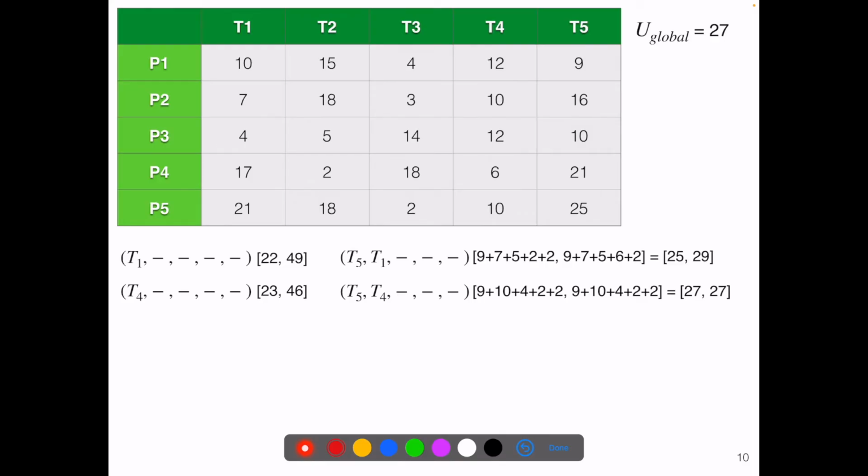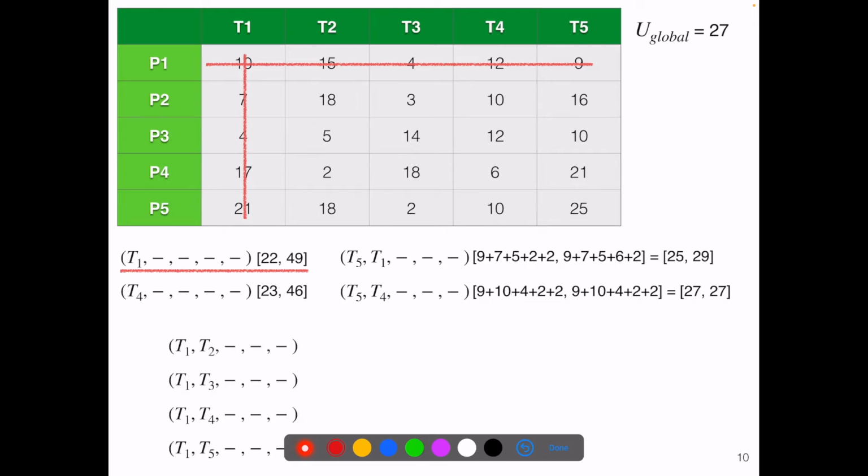Among these 4 live partial solutions, again, we choose the one with the smallest lower bound. That will be this one. With assigning T1 to the first person, we have 4 options on the second decision. We can assign T2, T3, T4, or T5 to P2. These partial solutions are here. The table can be reduced like this.